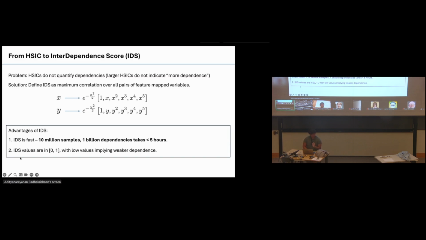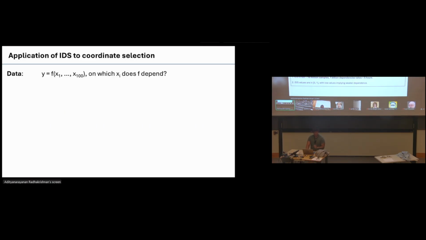And the nice part is that IDS values are in 0 to 1, with low values implying weaker dependence. And in fact, you can construct a null distribution for this, so you can get p-values and things like that. Okay. So now I want to show some applications of this that ultimately lead to the application in biology. So the first application is we can start to tackle that question of when can we identify variables that matter.